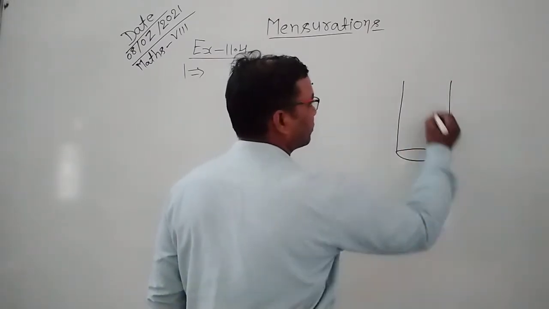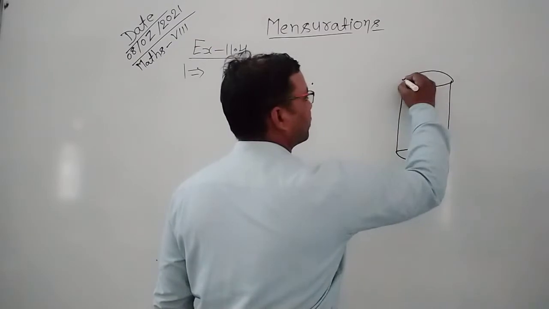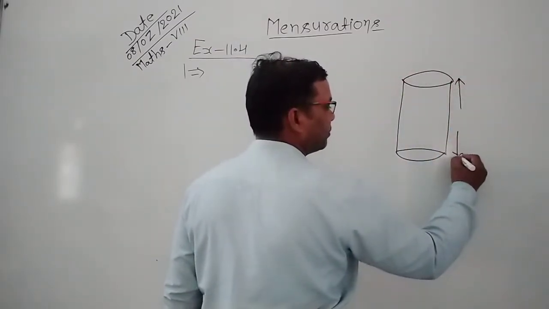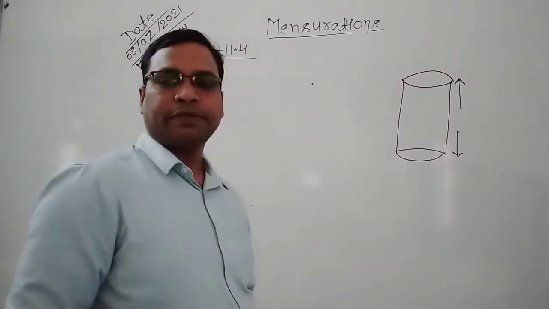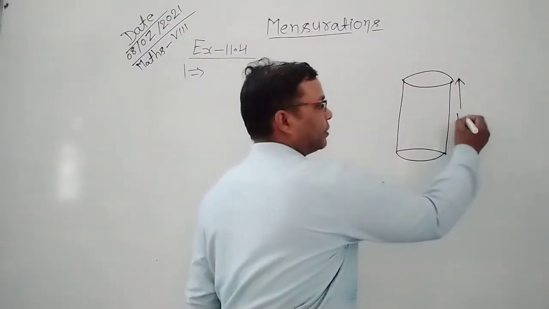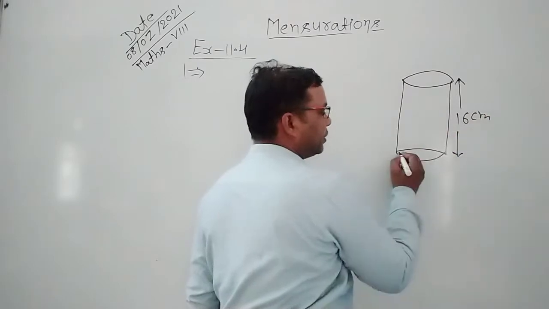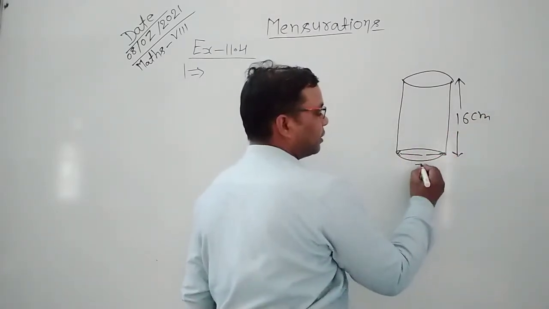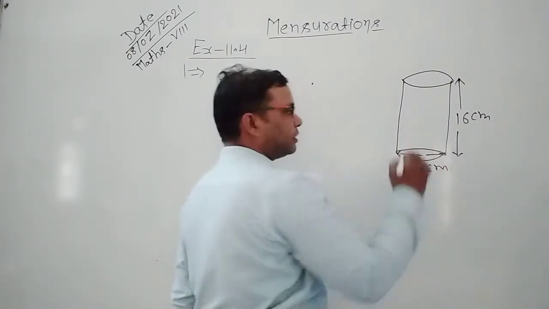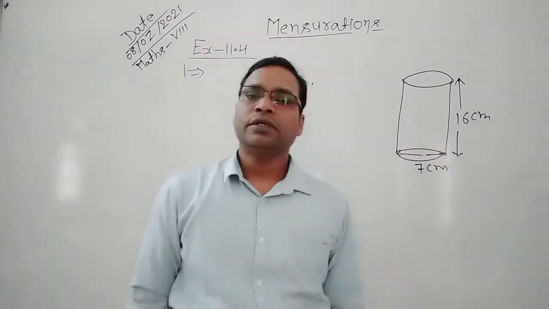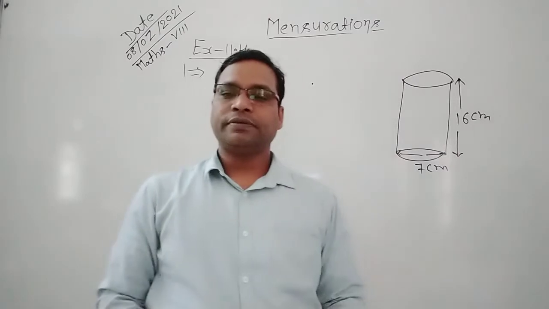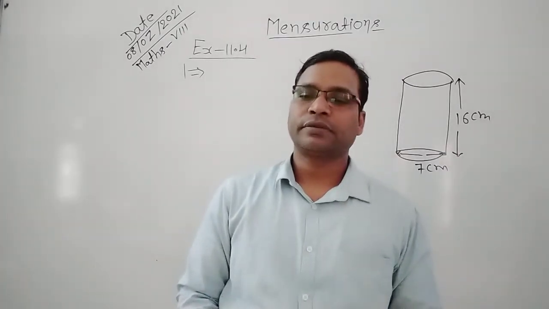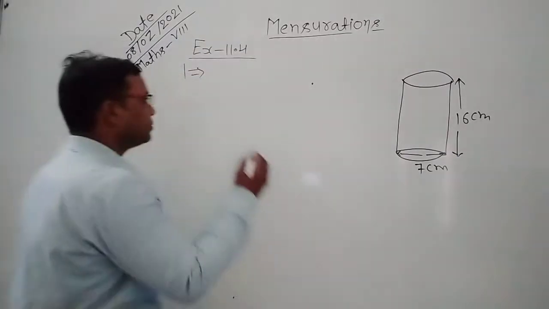This is the height of the cylinder, which is given as 16 centimeter, and this is the diameter of the cylinder, which is given as 7 centimeter. Clear? So the lateral surface area of a cylinder is equal to what? 2 pi R H.